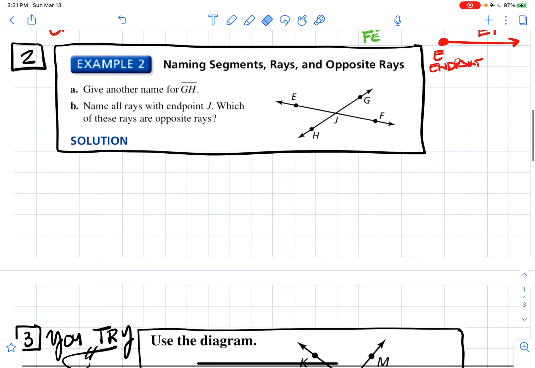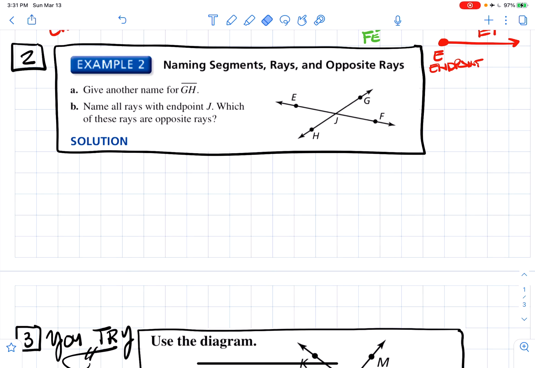All right, so let's try example 2 together. Naming segments, rays, and opposite rays. And I'll go back to green for you. So give another name for line segment GH. So remember, this right here says line segment GH. So here is the line segment GH. Another name I could give that would be HG, just pointing in the reverse direction there, right?